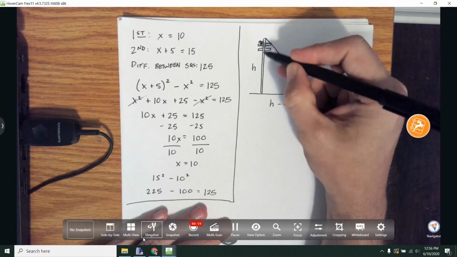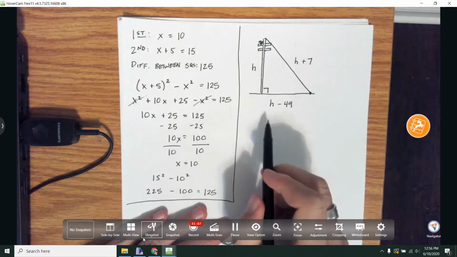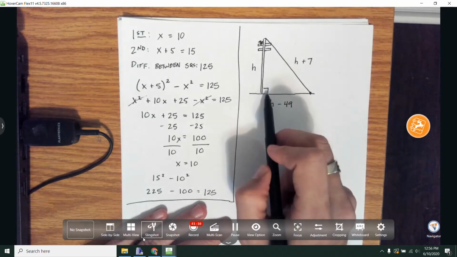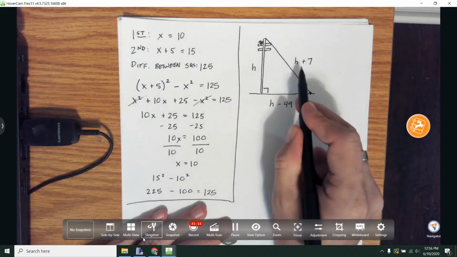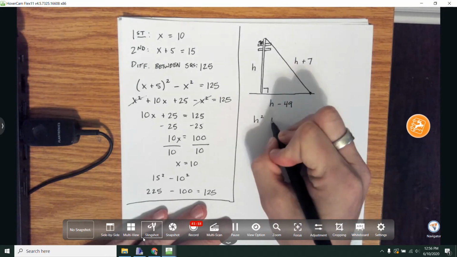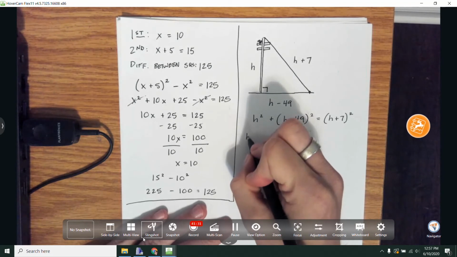This telephone pole should stand and form a right angle with the ground, which means this is a right triangle. So that means we can use the Pythagorean theorem. Remember, this is our A, this is our B, this is our C. So A squared plus B squared should equal our C squared. So we're going to expand these things out.